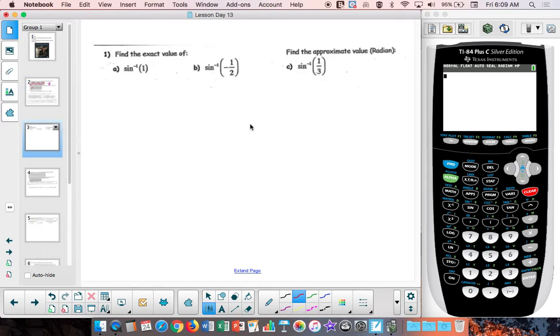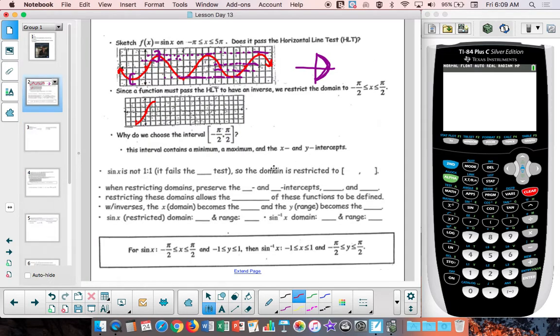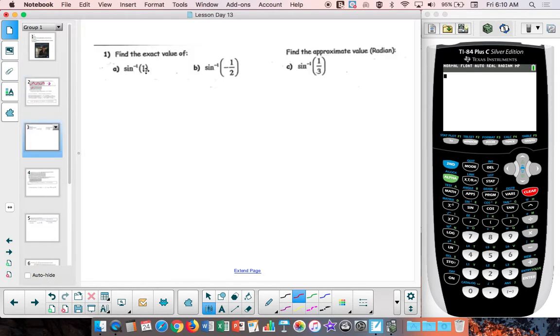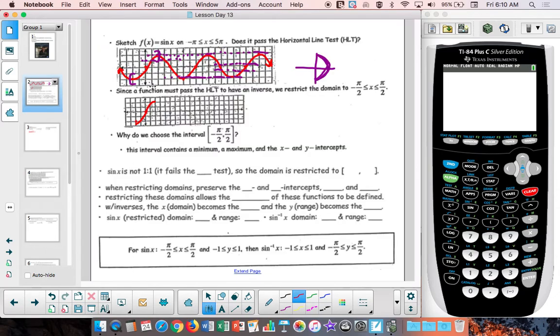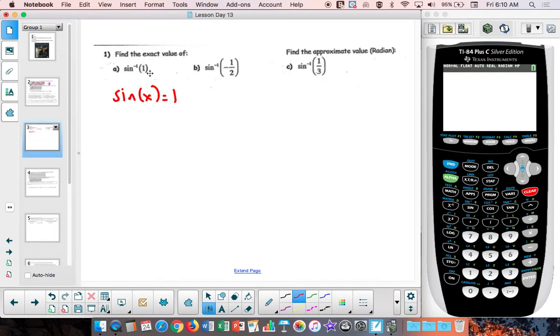So looking at that, you may want to look at the graph for this. I'm going to switch between the two. But sine is 1, so this is basically asking sine of x equals 1. What's x? Both of these give you the same value. If you go to the graph, sine of x is 1 right there at pi over 2. So the inverse sine of 1 is equal to pi over 2.